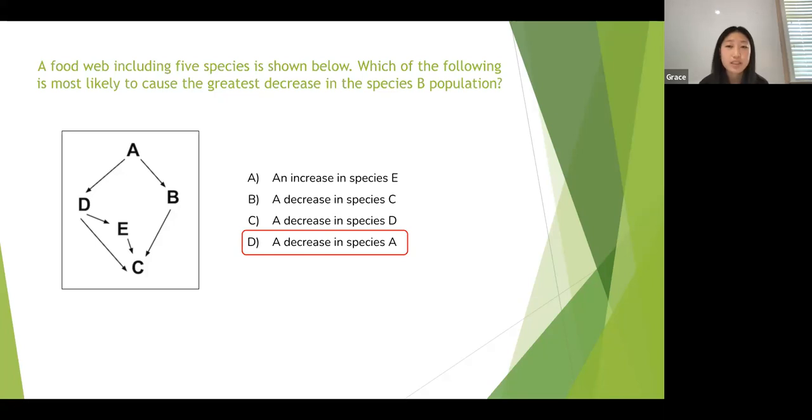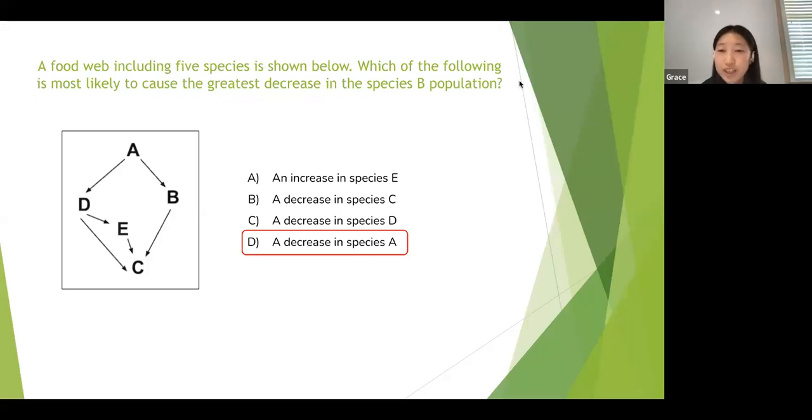And if you think about the flow of energy, that basically means that B is going to be eating A and absorbing its energy. So if A decreases, then B will have less food since A is B's food supply. So if B doesn't have as much food, or no food if A dies off completely, then species B will decrease. So maybe you guys were confused by the arrows or something like that, but the most direct cause would be if species A decreases.